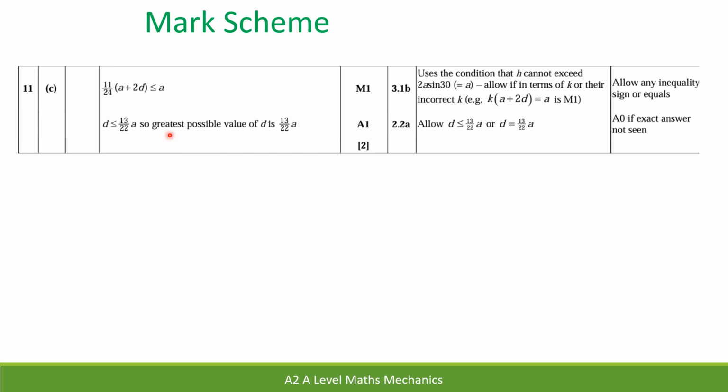The mark scheme on this question shows one method mark for getting the 11 over 24 times (a plus 2d) is less than or equal to a. It explains over here about the condition that h cannot exceed 2a sine 30, which is equivalent to a, and this is where your inequality is coming from. The second mark is your A2 mark for your answer for getting d is less than or equal to 13 over 22 a, so that's the greatest possible value of d. Give yourself a big tick if you got that correct. Very, very tricky, so well done. They were 2 hard marks.